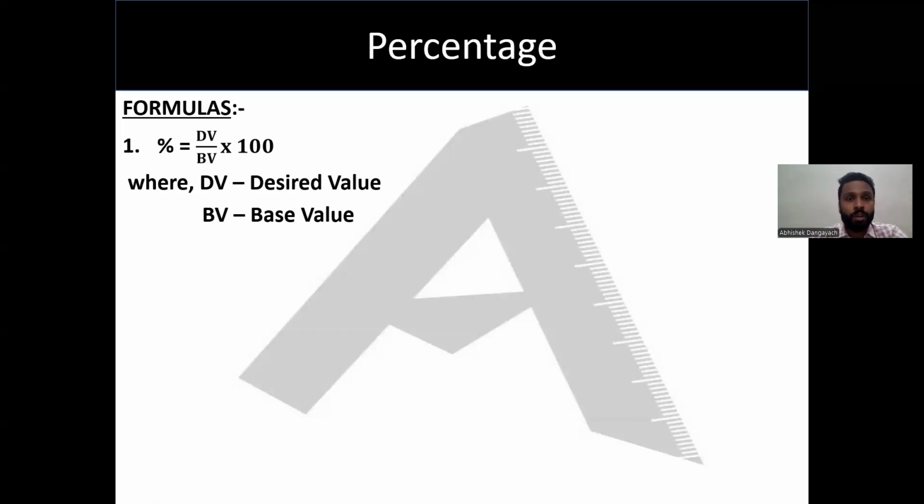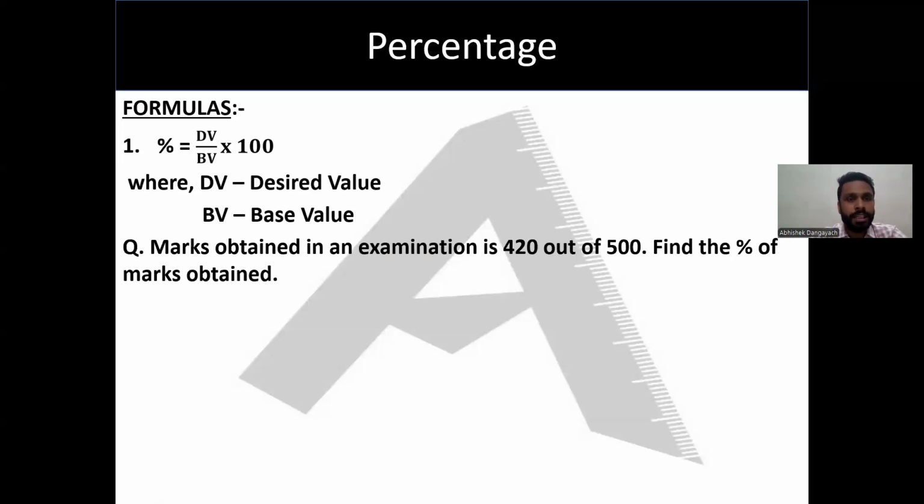Let's try to implement the same in one of the examples. The example is on the screen. The question is, marks obtained in an examination is 420 out of 500.